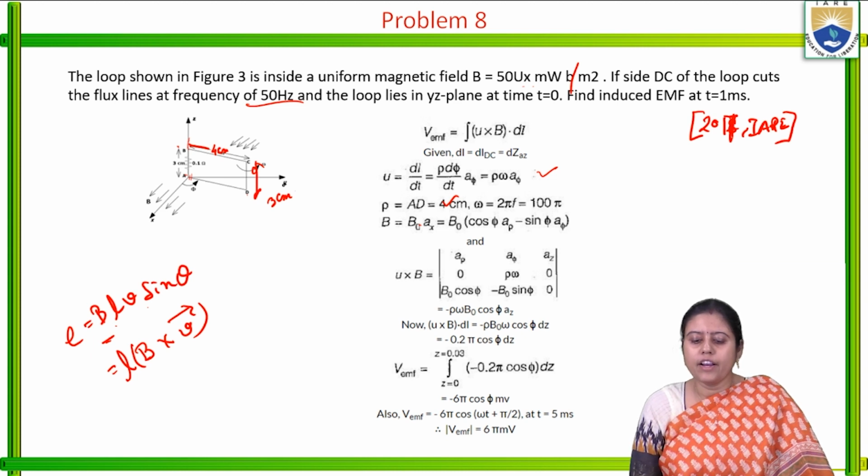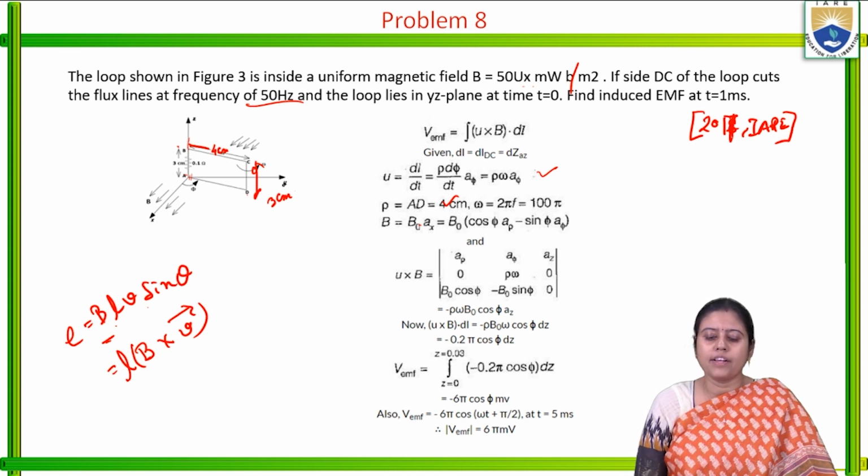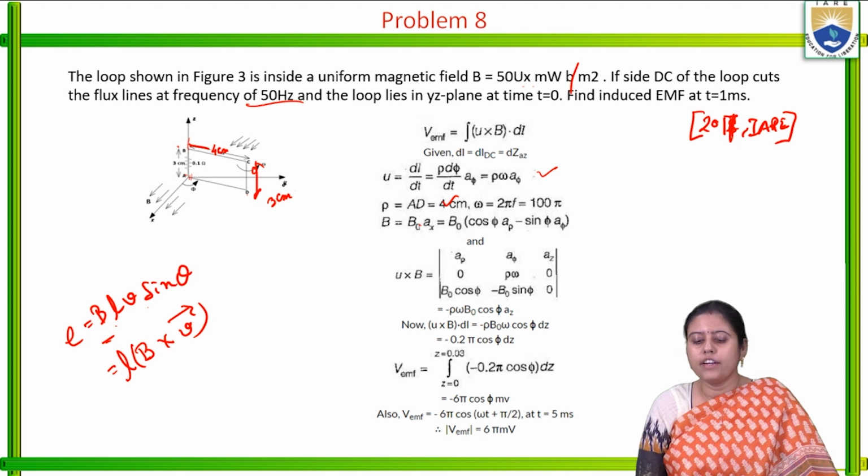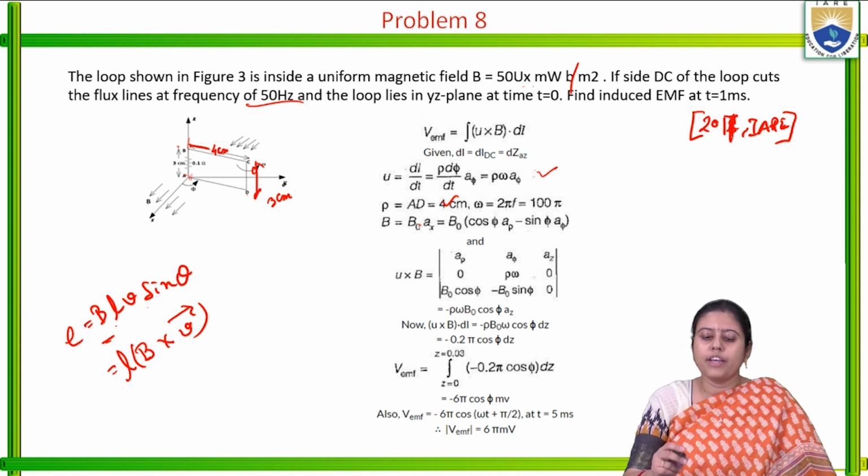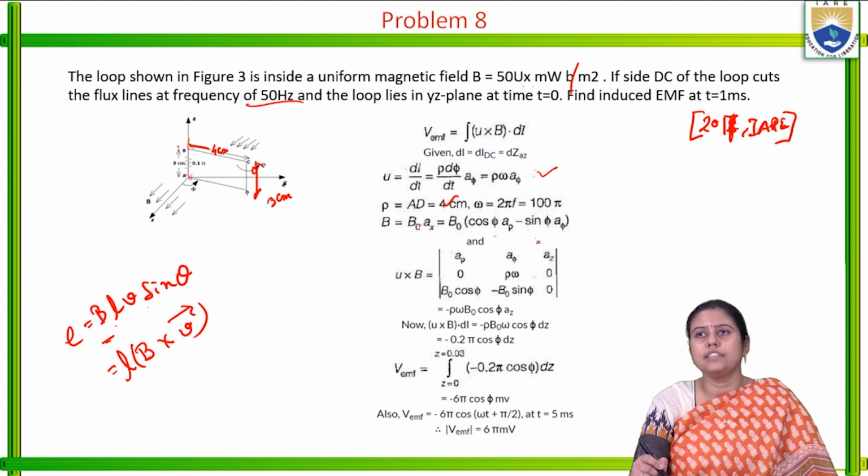So what is the flux density again? How to calculate the flux density? B naught into AX. So we can tell B is equal to B naught cos phi A rho minus sin phi A phi. We are changing the X value in the A rho and A phi direction.